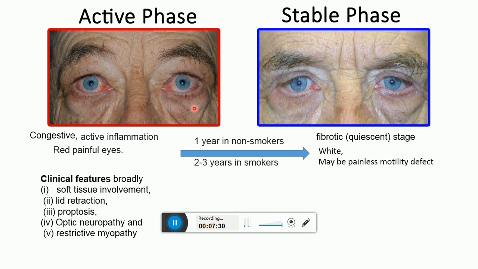10% of patients develop serious long-term ocular problems. Then there is the stable phase, the fibrotic or quiescent stage, which follows, in which the eyes are white, although a painless motility defect may be present. The clinical features broadly can be categorized into soft tissue involvement, lid retraction, proptosis, optic neuropathy, and restrictive myopathy. So these 5 are the main problems in thyroid eye disease.